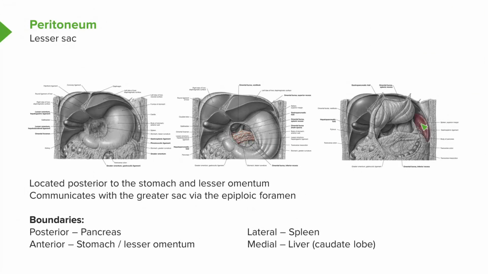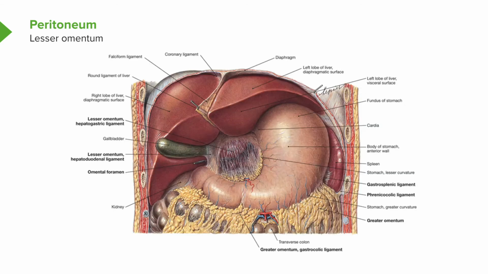Laterally, over in this direction, we've got the spleen. We're in the lesser sac here now, with the stomach being lifted up, so anteriorly it's been removed to see into the lesser sac. Posteriorly, we've got the pancreas. Laterally, we've got the spleen over here. And then medially, we've got the caudate lobe of the liver. These are the boundaries of the lesser sac. Remember, the lesser sac can communicate with the greater sac via the epiploic foramen.